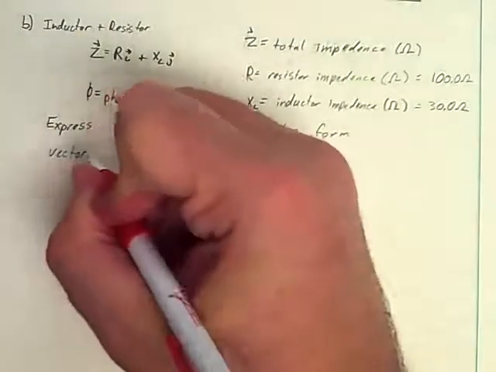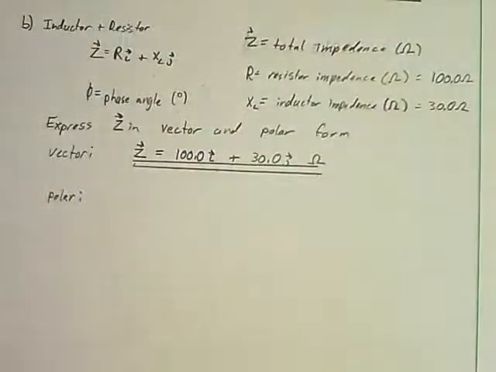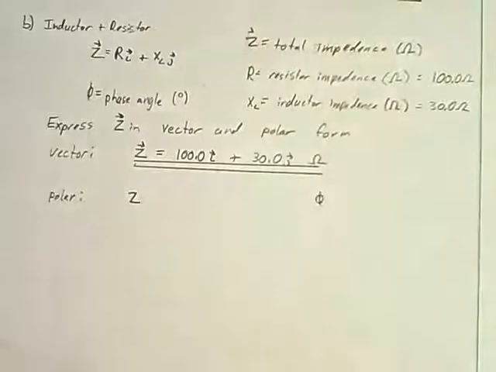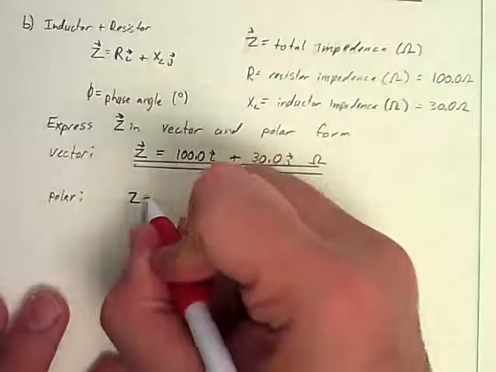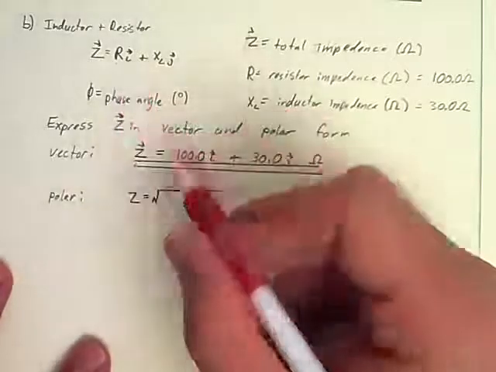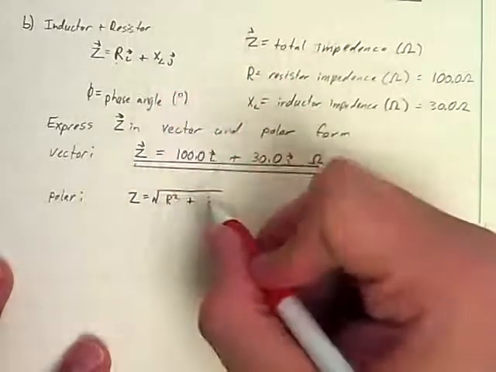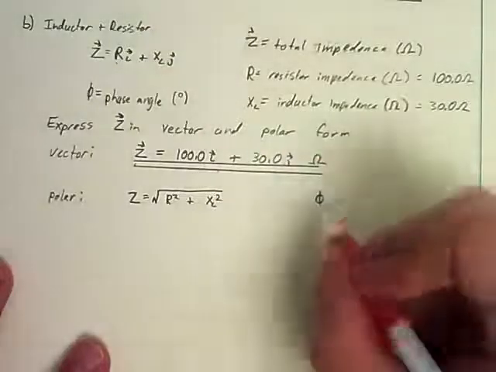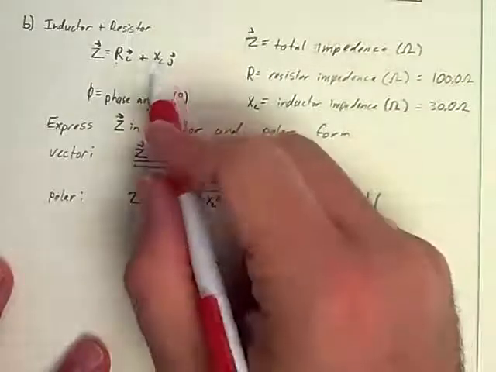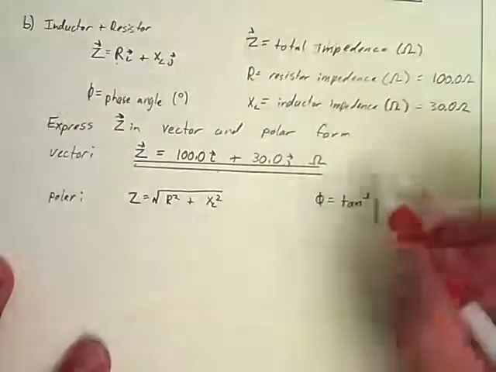So that was vector. Polar form. Remember, that's where we need to get the magnitude of Z, and we need to get this angle, which they're going to call the phase angle. So remember, the magnitude of Z is going to be the square root of the x part, which is R, squared, plus the y part, which is XL, squared, and that phi is going to be the inverse tangent of the y part, which is XL, over the x part, which is R.